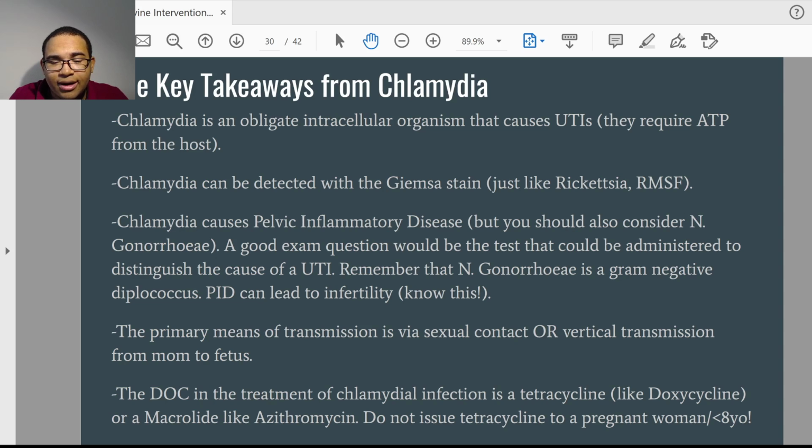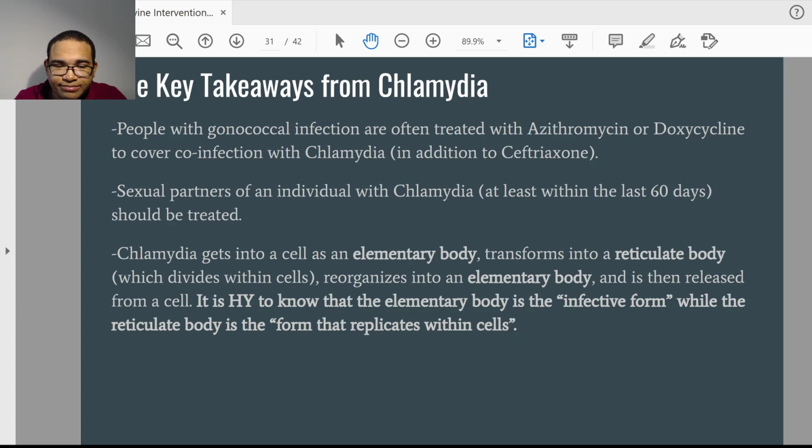Now, again, transmission is by sexual contact and vertical transmission from mom to fetus. The drug of choice is doxycycline or a macrolide. I already talked about why you should never give tetracycline to a kid that's less than 8 years old or a pregnant woman, because of tooth discoloration and problems with bones. You don't want that, right?